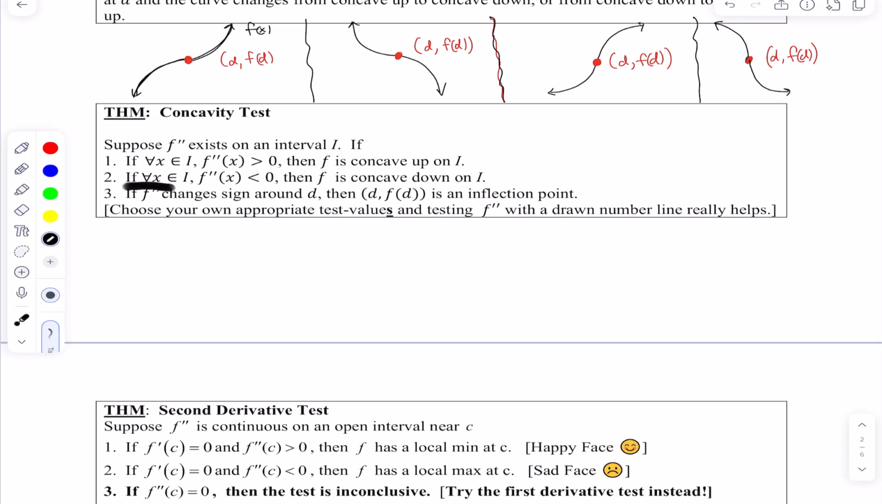If for all x in I, the second derivative is less than 0, then the function is concave down on I. Now, remember, there's only 2 different ways to have concave up. All right, so the second derivative here, you either have it like that, or you might have it like this. And usually it's on an open interval.